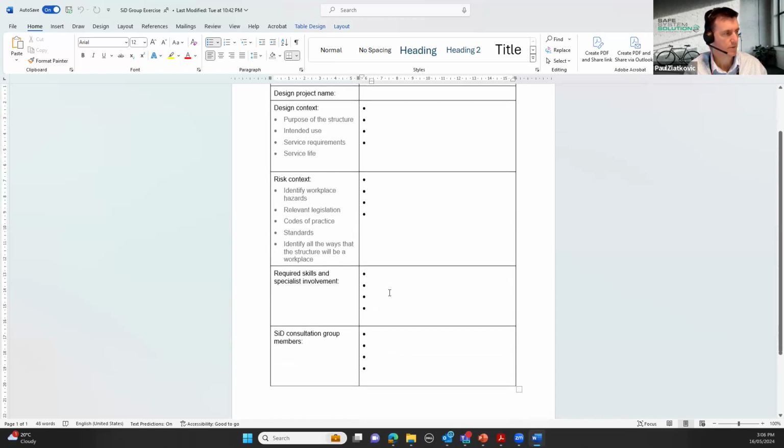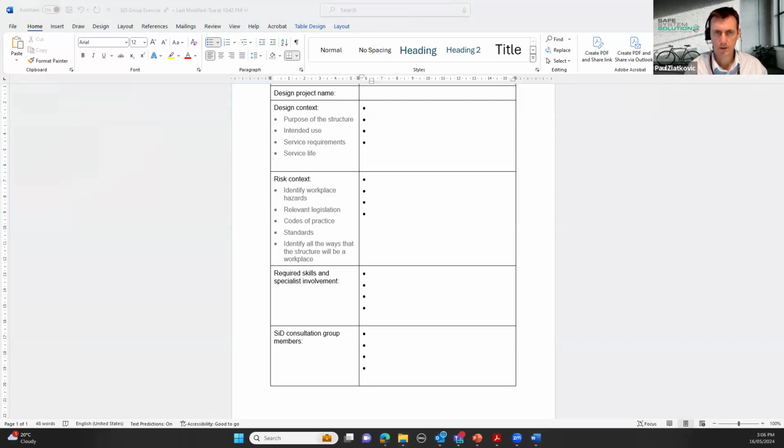Required specialist skills and involvement: just jot down those disciplines that you think will be involved in the safety and design consultation group. And then the safety and design consultation group members, those other externals that you would like to be part of the group to bring in that knowledge, and that might include your construction team, your asset management team, or representatives from those groups. And I'll just click open the safety and design risk assessment.